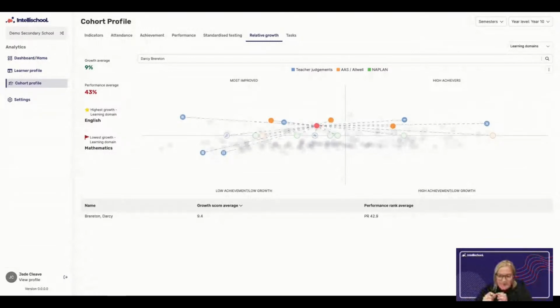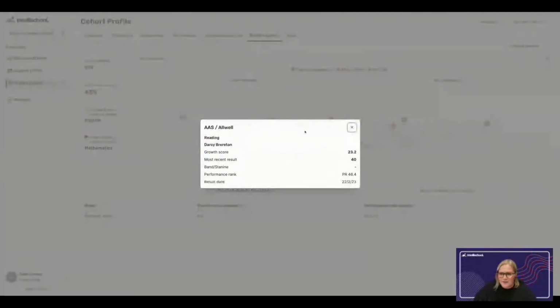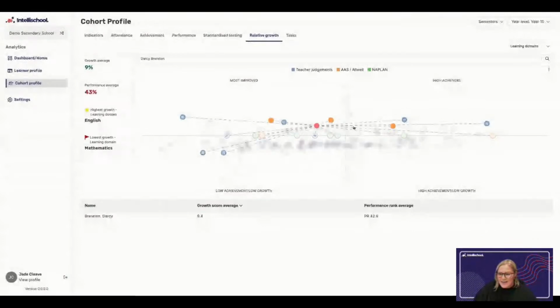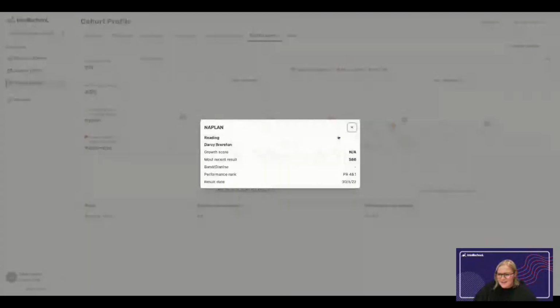Now, you'll notice as well that some of the circles are a bit more hollow and others are solid colours. So if I click on a solid colour here, it's going to give me a breakdown of the type of testing, the specific domain, and then other information, including when that result happened, what their growth score was, and also performance rank. Anything that sits here on that x-axis, so we've got a NAPLAN reading result here, because in this instance for NAPLAN reading, so this is for Darcy, we've only got one data set worth of NAPLAN results for Darcy. What that means is it's not possible for us to calculate a growth score.